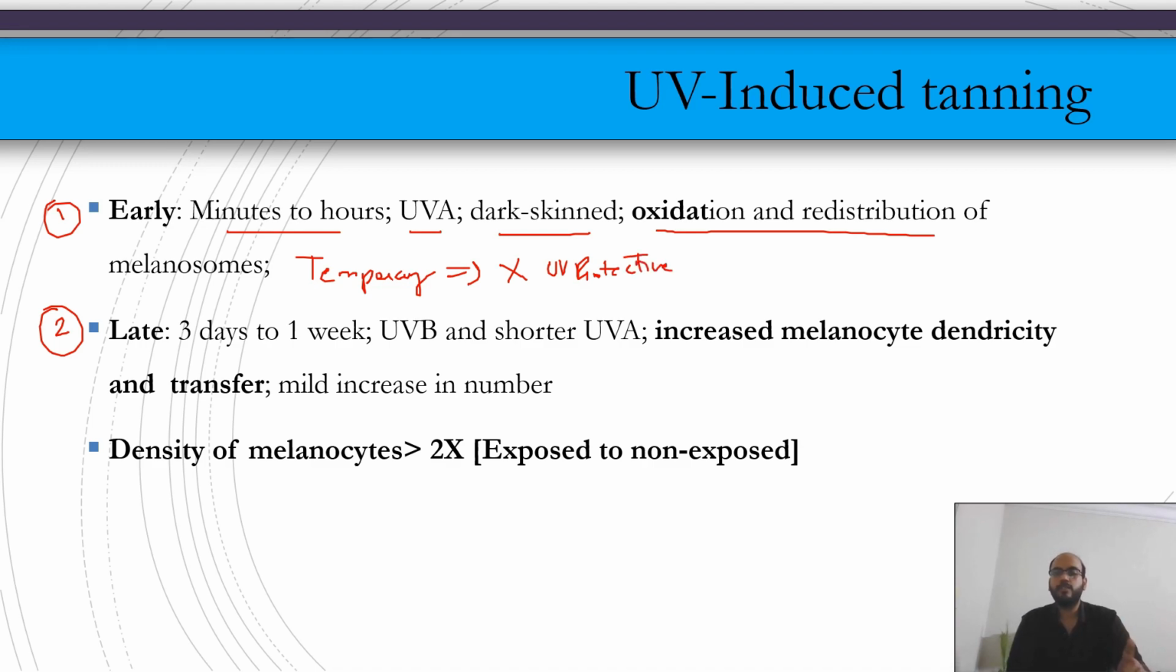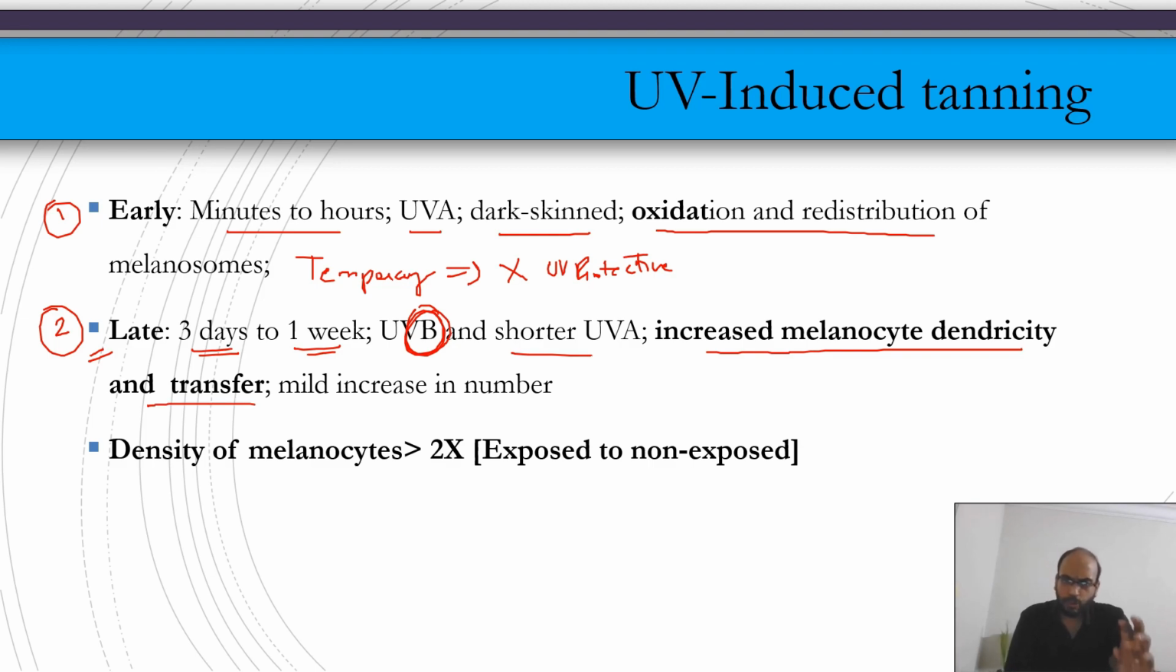UV protection occurs from prolonged exposure to UV. This leads to late tanning, which takes about 3 days to about a week to develop. It is mostly because of UVB and shorter UVA to some extent. And the main process is increased melanocyte density and transfer.